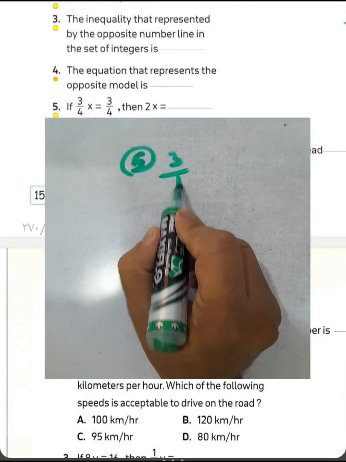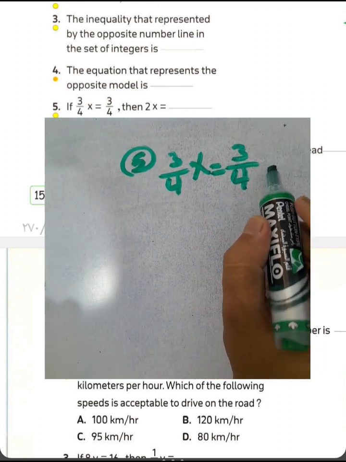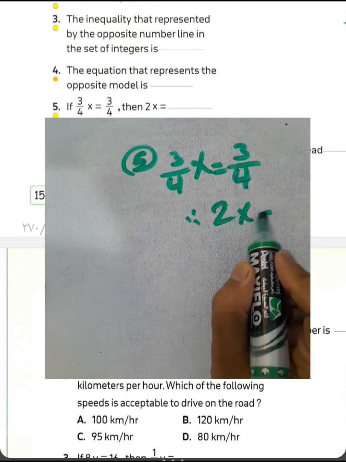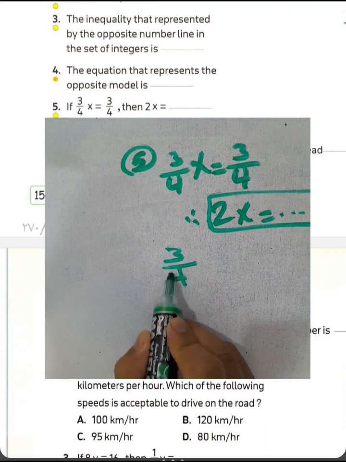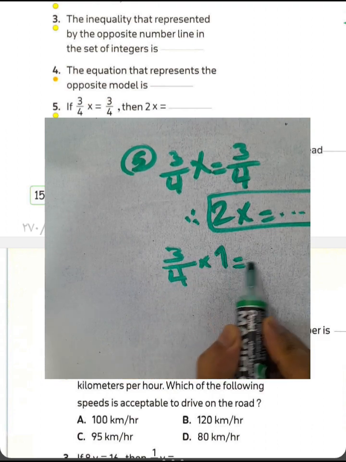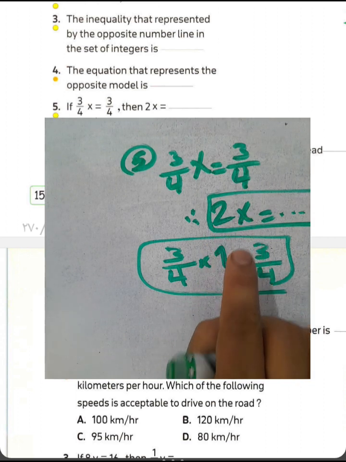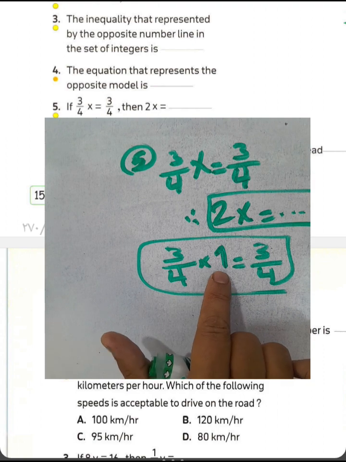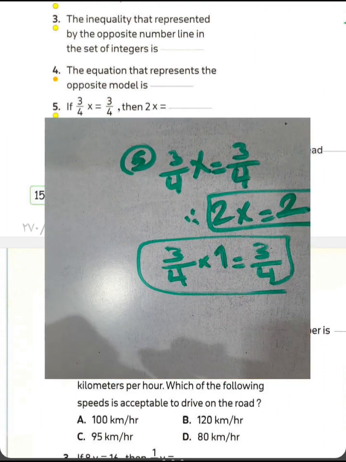If 3 over 4 x equals 3 over 4, then what do we want to find? We want to find 2x. We can find x here. We know 3 over 4 multiplied by 1 equals 3 over 4. Then 2x means 2 multiplied by the value of x. We get the value of x equal to 1. Then 2 times 1 will be equal to 2.